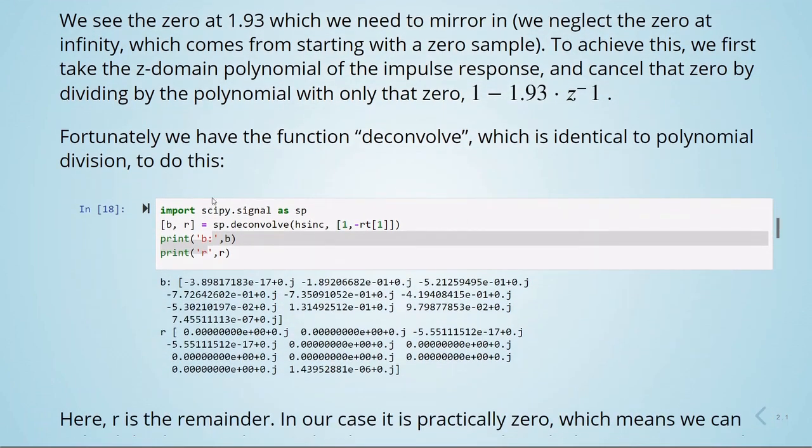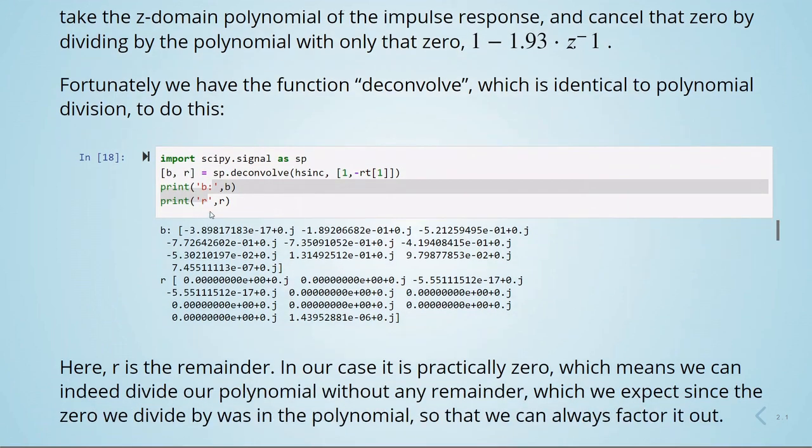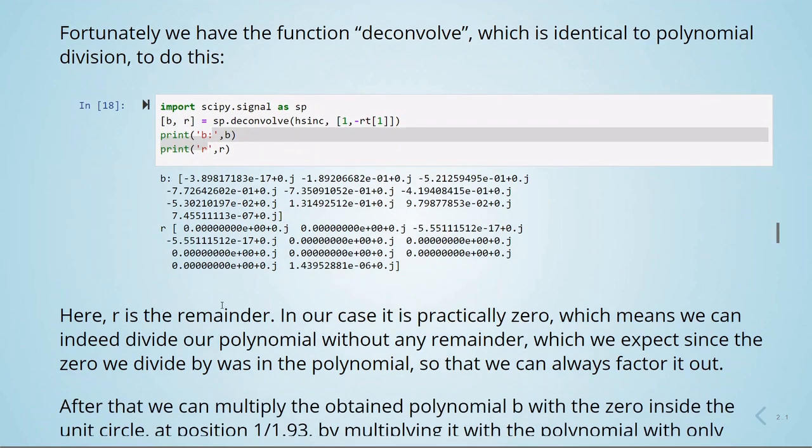So to do this, we are importing scipy.signal. We are using the deconvolve function, and it will return b and r. So r is the remainder. In our case, it's practically 0, which means we can indeed divide our polynomial without any remainder, which we expect since the 0 we divide by was in the polynomial, so that we can always factor it out.